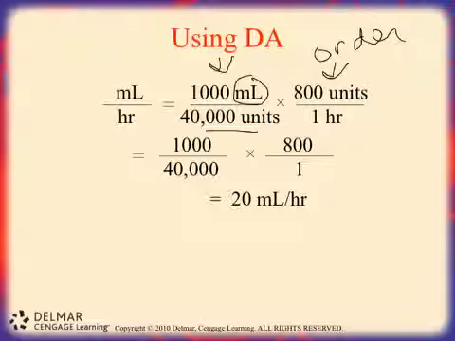800 units per hour. We do the calculations and we come out with 20,000 milliliters per hour. Again, what do we have here? Cancel out our units. We end up with our milliliters per hour. Do the math. Get our 20 milliliters per hour.